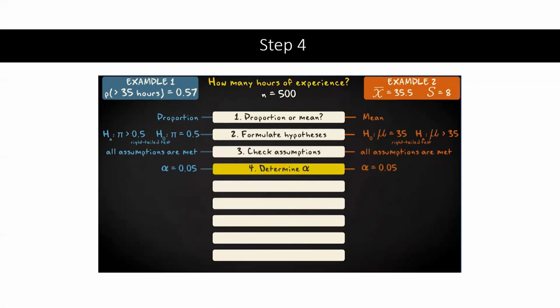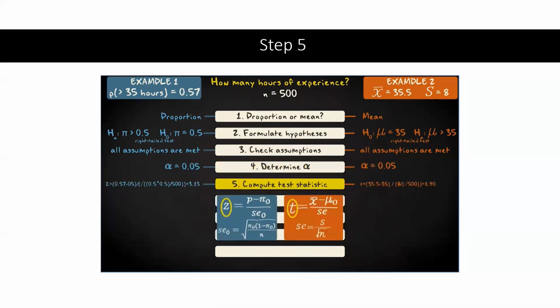Fourth is to compute your alpha. The alpha means your level of significance, right? So the level of significance, whether we are choosing 0.05 or 0.01, we need to have that in mind. Then we need to compute the test statistic. So in this example it would be my Z score, and in this example it would be the T distribution, because this is my mean, this is my proportion.